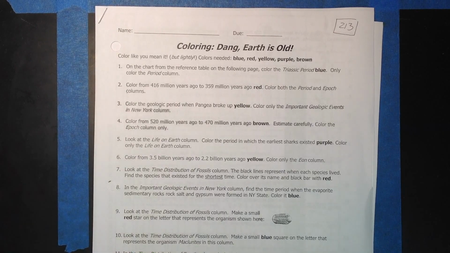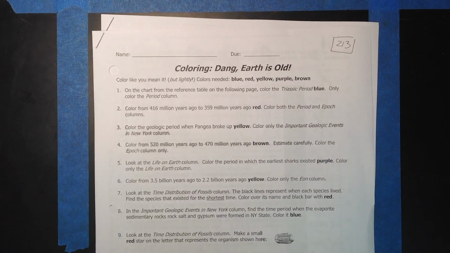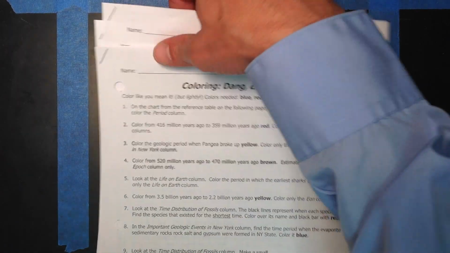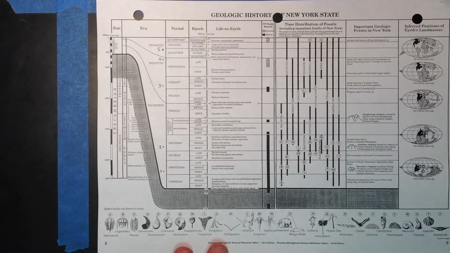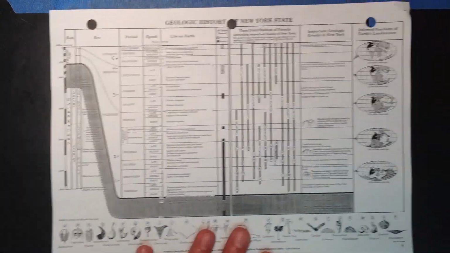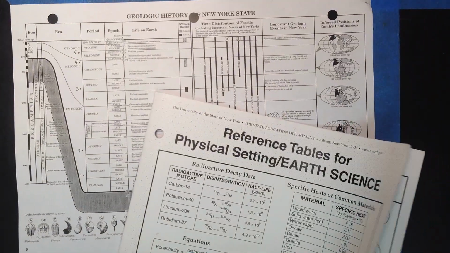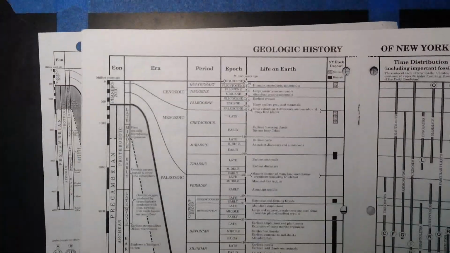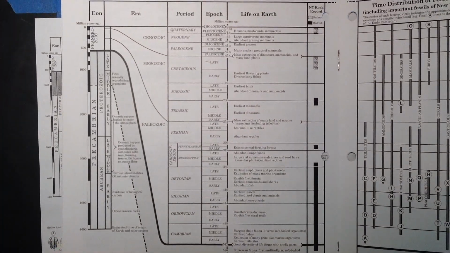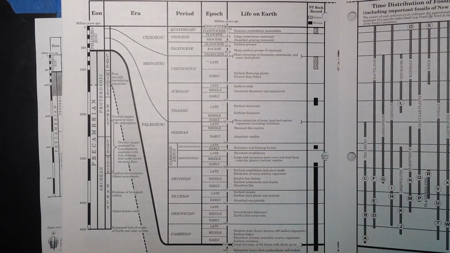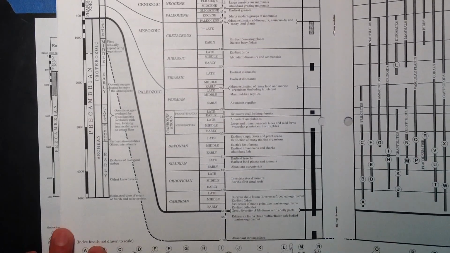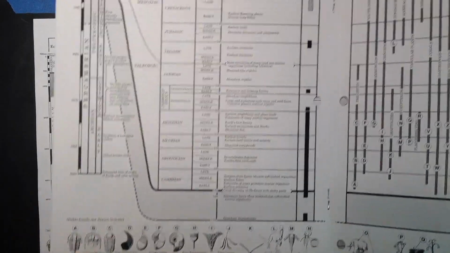Dang, Earth is old. What you need to color is on the next page, and that is the centerfold of the reference table. I shrunk it down to be on 2 pages. In a real reference table, it's much larger, which is going to be much easier on your eyes. I'm going to recommend that you have your real reference table out to help you, because it's going to be much easier to see.